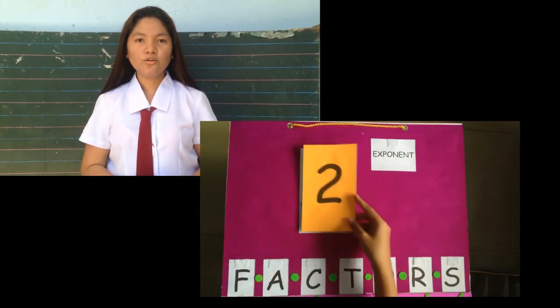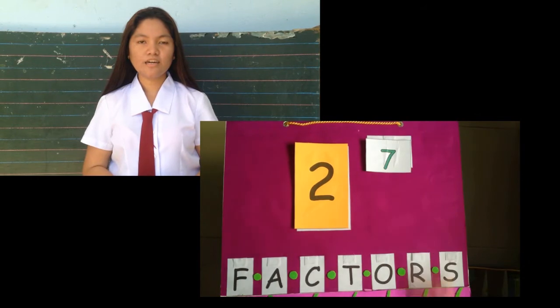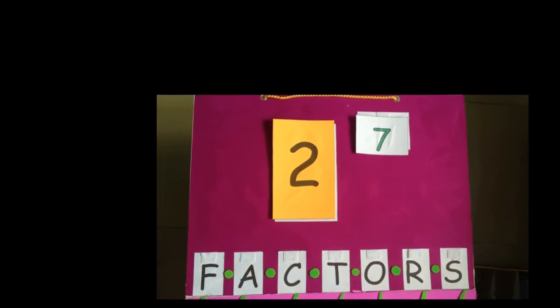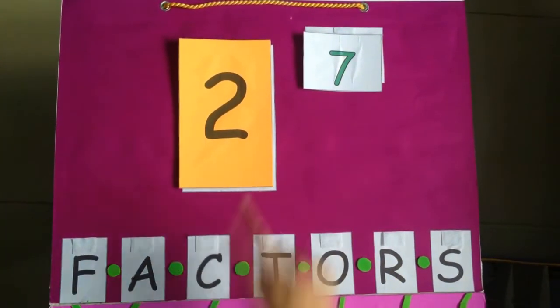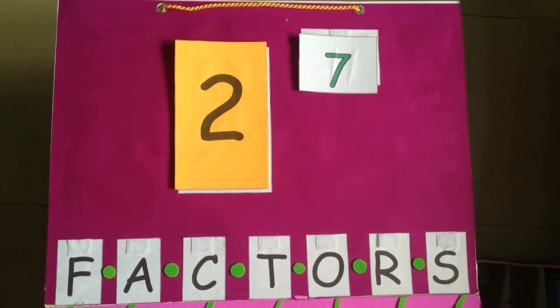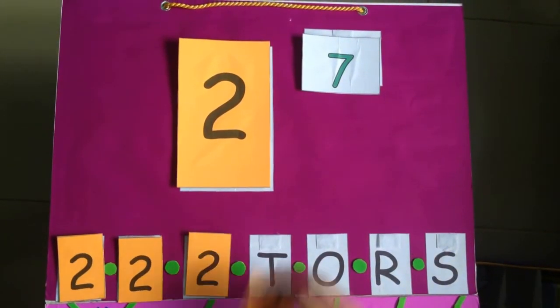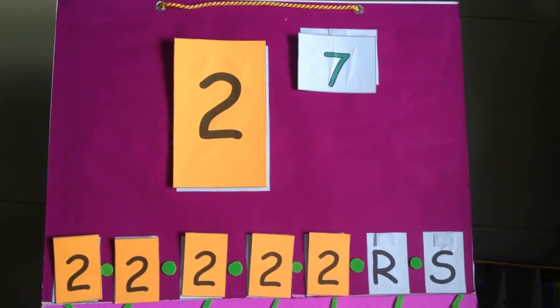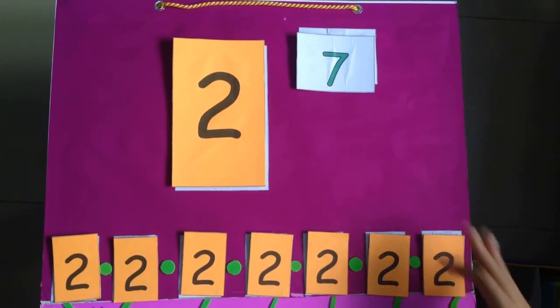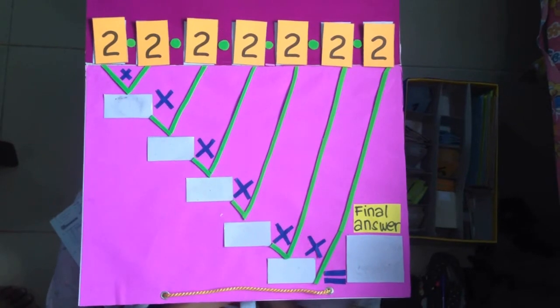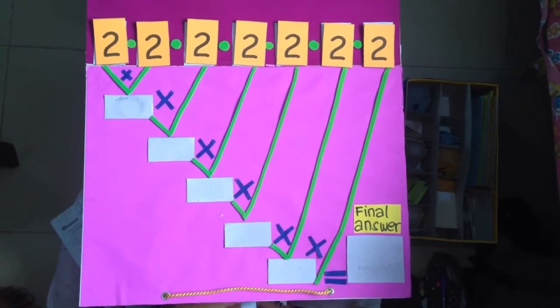Now, let's try to solve numbers in power form. Number 4. 2 raised to 7 is equal to 2 multiplied 7 times by itself. So we have 2 times 2 times 2 times 2 times 2 times 2 times 2. Now we are going to look for the value of 2 raised to 7th.